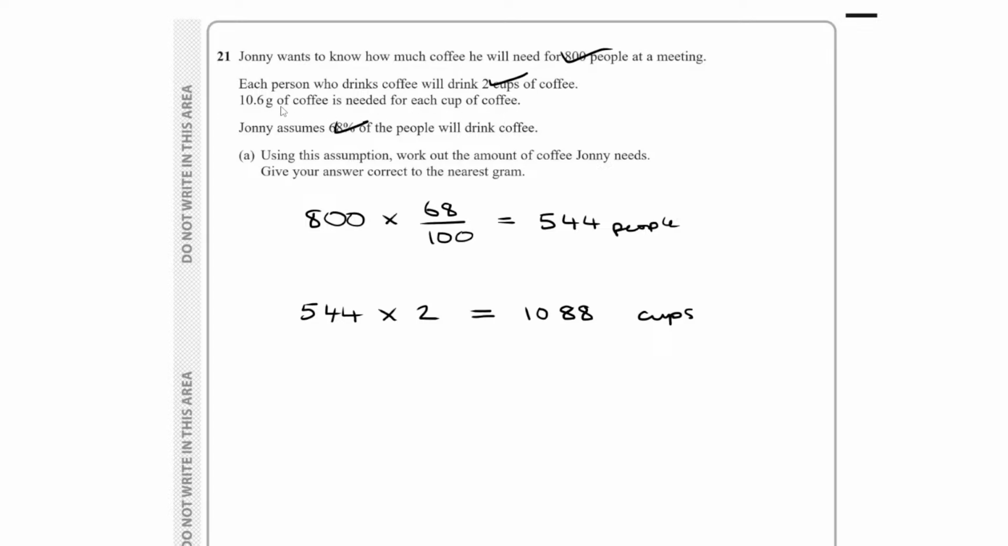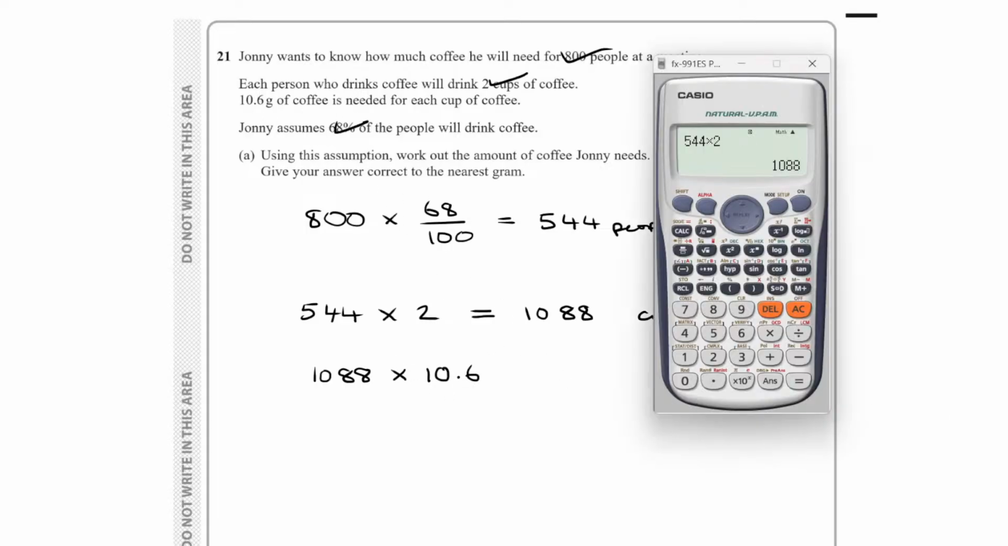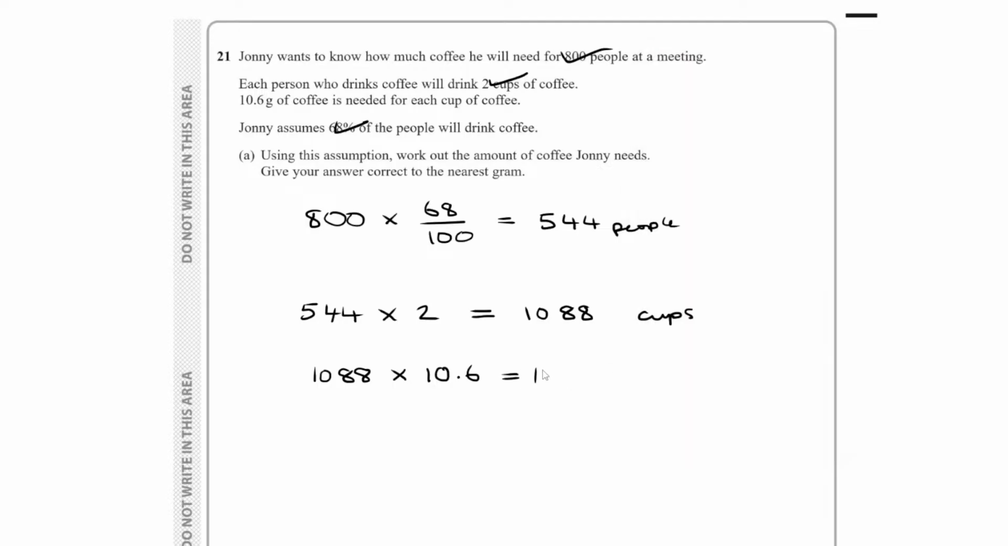And then the last thing, I guess, is how much coffee is that? They've said that 10.6 grams of coffee is needed for each cup. So I've got 1,088 cups, and I want 10.6 grams for each cup. So again, I'm just multiplying. Take my answer, 1,088, times 10.6. Obviously, you're going to get a decimal. We've got 11,532.8. Now that is in grams, isn't it?